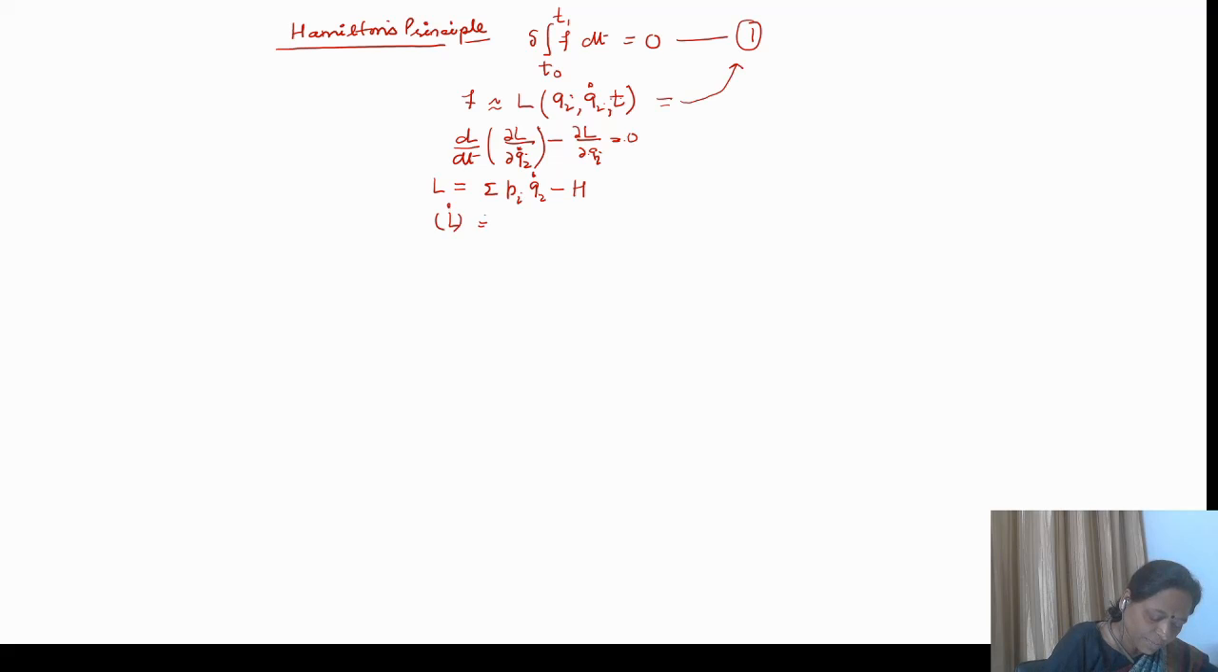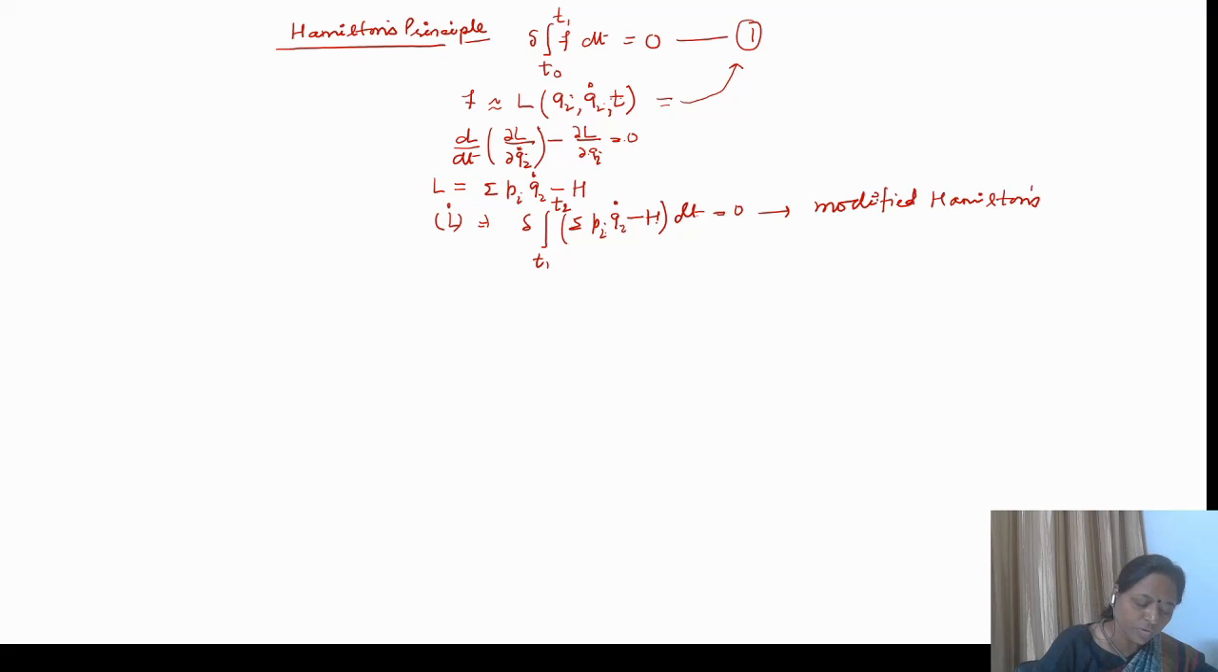One implies that delta of the integral of sigma p_i q_i dot minus H is equal to 0, which is known as the modified Hamilton's principle. And naturally, now this principle is defined in phase space, because now you are working with H, and your H depends on the generalized coordinates and generalized momenta. Modified Hamilton's principle. Right?